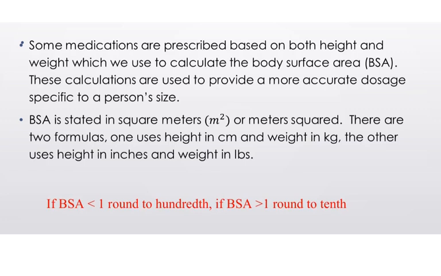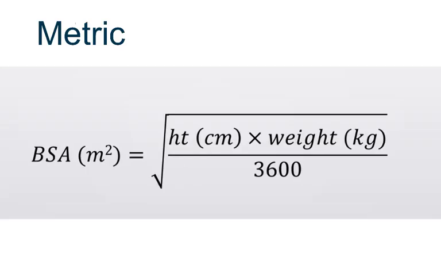Let me get my pen working, right there. And the rounding rules are the same as the syringe rules. So if the BSA is less than 1, you're going to round to the hundredths place. And if the BSA is greater than 1, you're going to round to the tenths place. So the first thing we're going to do is solve some BSA problems.